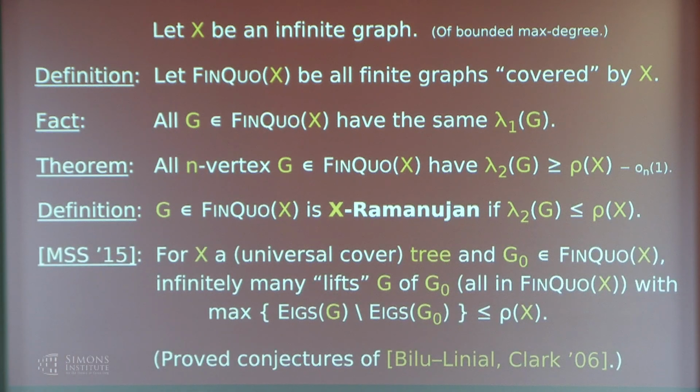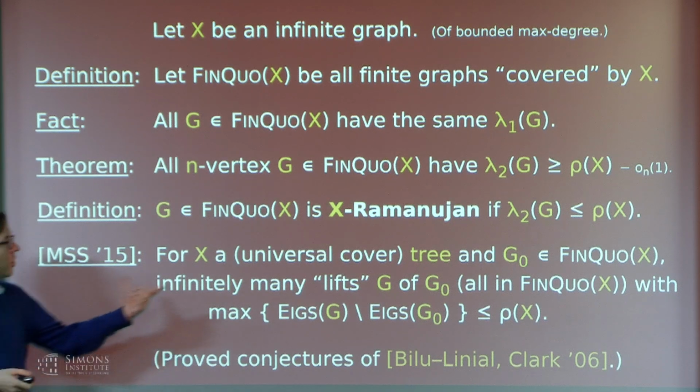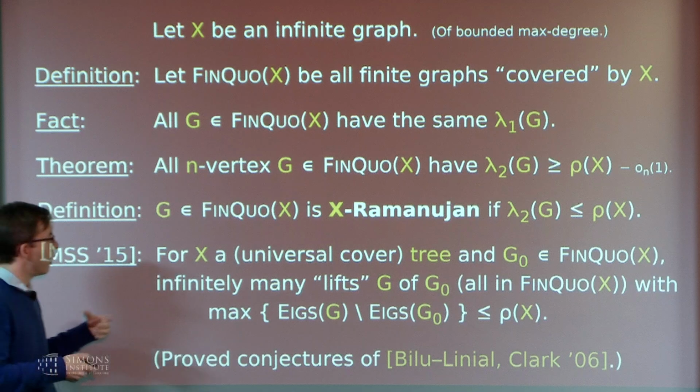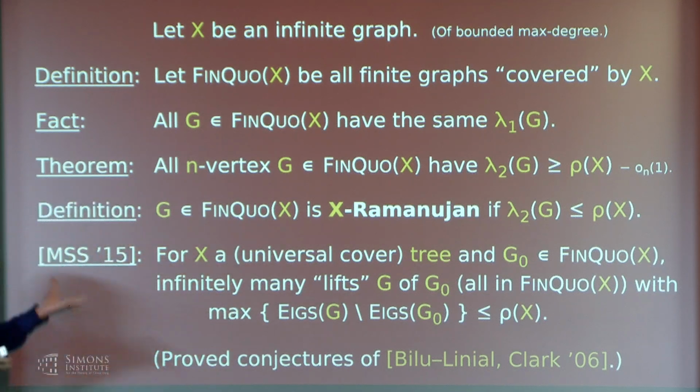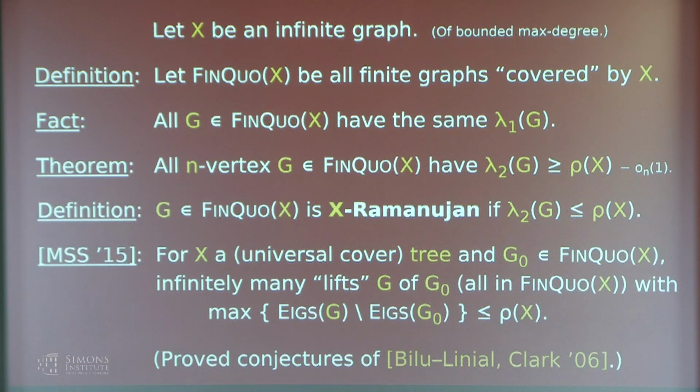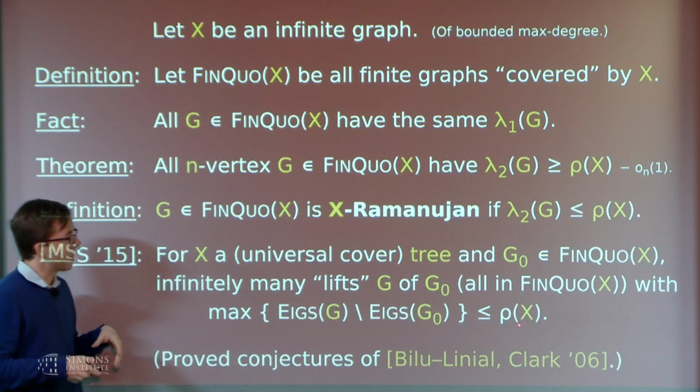In fact, they prove more in their interlacing polynomials work. They basically show the same result, more or less, for X being any infinite tree which covers at least one graph, which is to say any universal cover tree X. So if X is some infinite tree, and it covers some finite graph G0, they show that there are infinitely many lifts G of G0. I'll get into talking about lifts later, but this is a way of constructing larger finite graphs from smaller finite graphs. So in particular, all these lifts G of G0 will also be covered by X, such that basically all the eigenvalues of the resulting graph, except for a constant number, are bounded by the spectral radius of X.